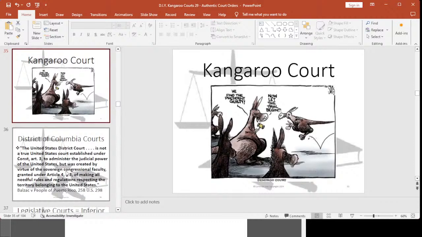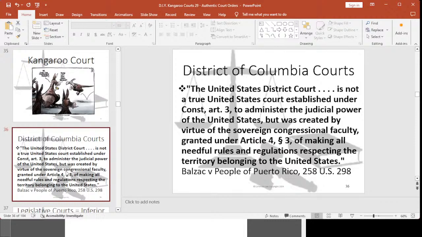Oh, look, another kangaroo court. We find the president guilty. Now let the trial begin. Yeah, it's prejudged. It's exactly the way they do it.